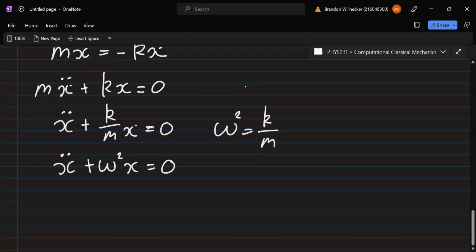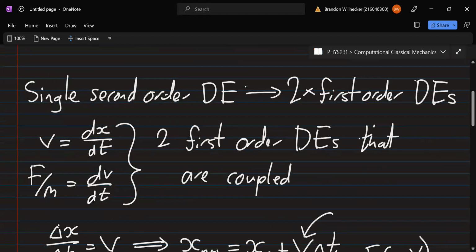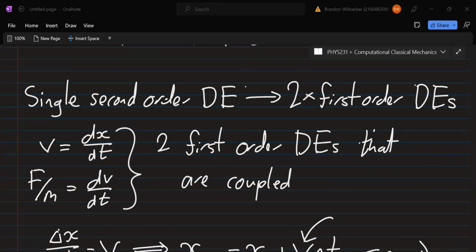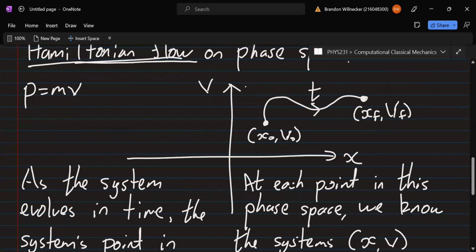We know how to solve this using what we know about second order differential equations, but now we're going to use this separation over here. We're going to use the separation here by including this velocity term v to separate it out into two first order differential equations. And we'll see how that's related to this idea of phase space.